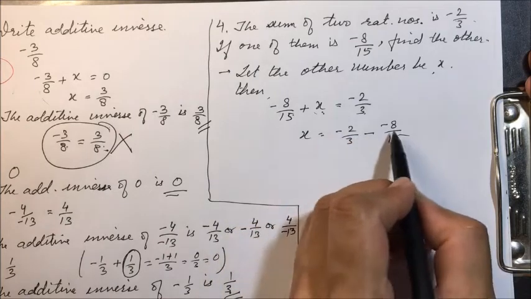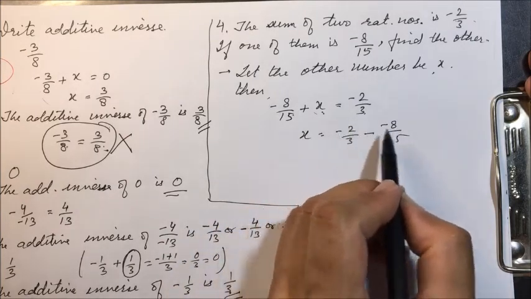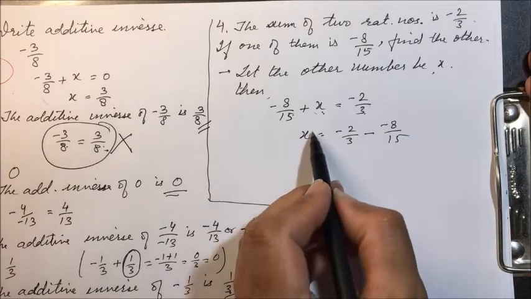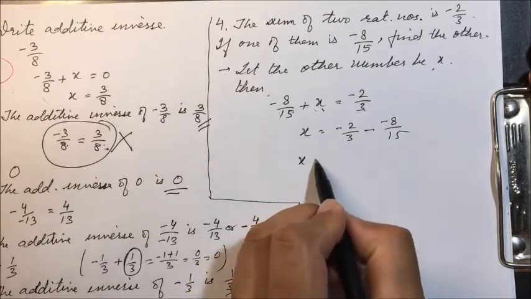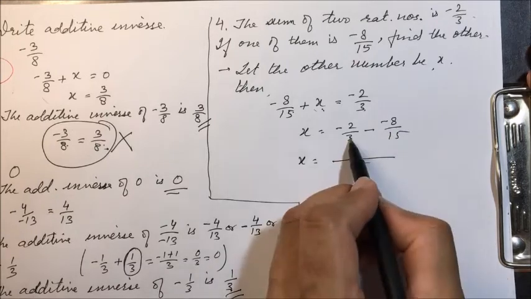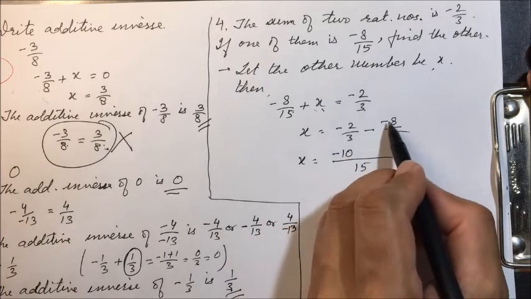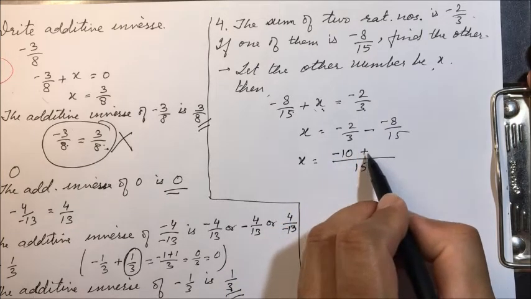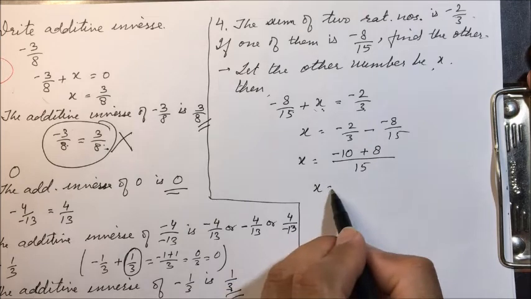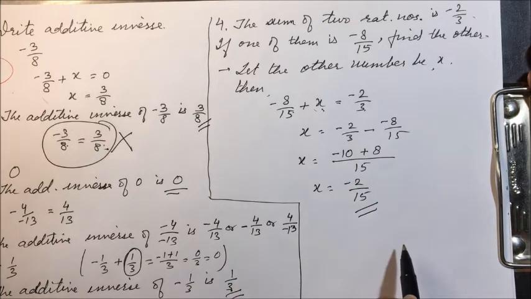So from the sum, if we subtract one number, we will get the other number. x equal to, take the LCM, 15 will be the LCM, 3 5s are 15, here will be minus 10, minus minus will become plus, plus 8, x equal to minus 2 upon 15.